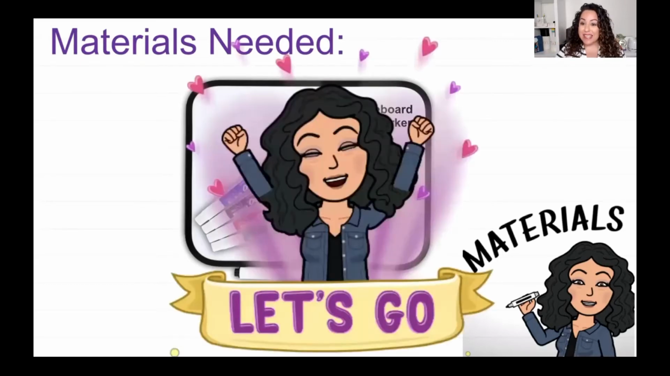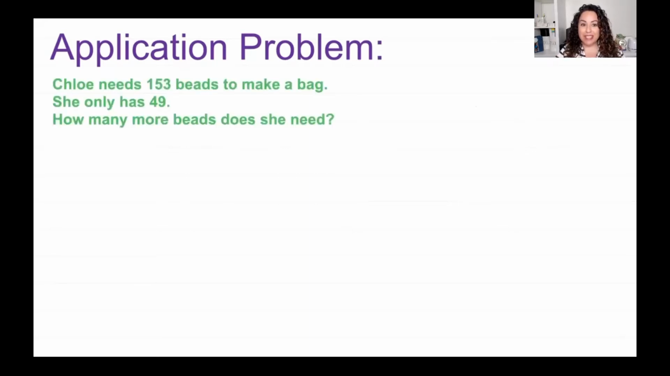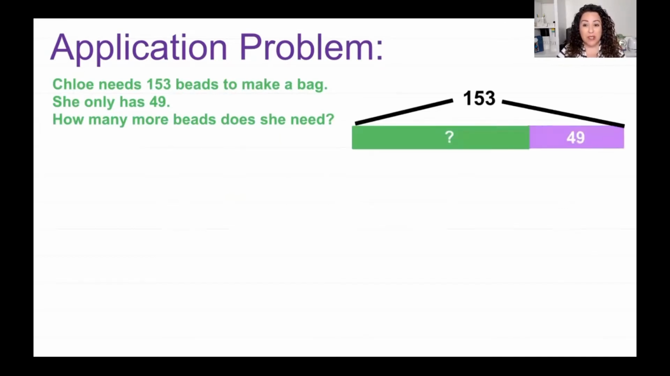Okay, so let's go. Today we're going to start with our application problem. So let's read it. Chloe needs 153 beads to make a bag. She only has 49. How many more beads does she need? Okay, so we're going to use a tape diagram. With my tape diagram, I have 153 as my whole, and I have my part, and I'm trying to find that other part. How many more beads does she need to make that bag?